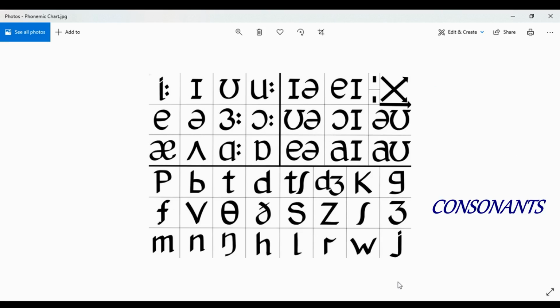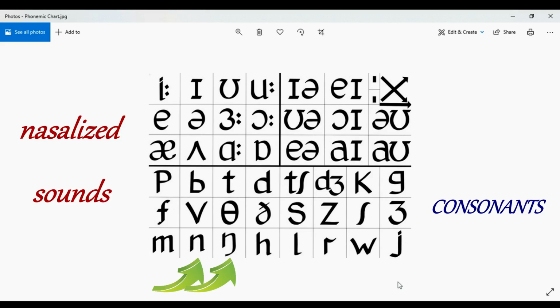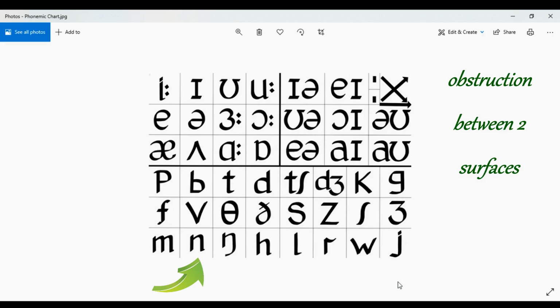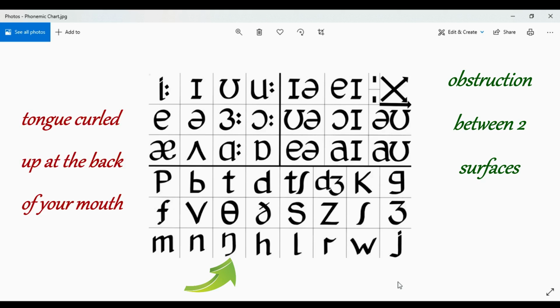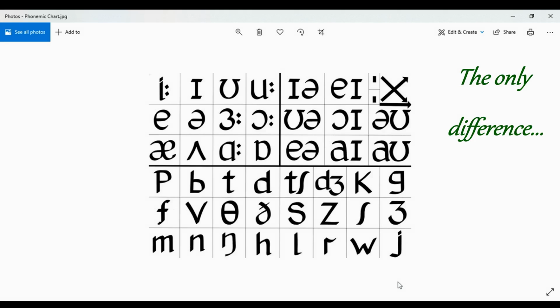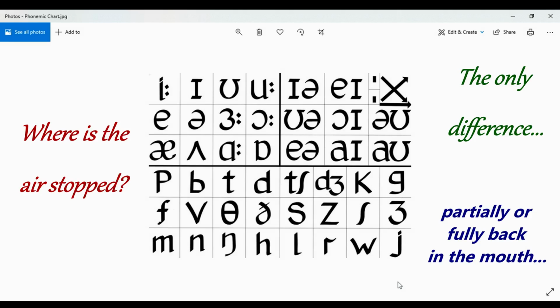As with all consonants, these two nasals are produced due to an obstruction between two surfaces. For n, they are the tip of the tongue and the roof of the mouth, just behind your teeth. N. And for ng, the obstruction is caused by the tongue kind of curled up at the back of your mouth. Ng. The only difference between n and ng is where the air is stopped. Partially back in the mouth with n, or fully back in the case of ng.